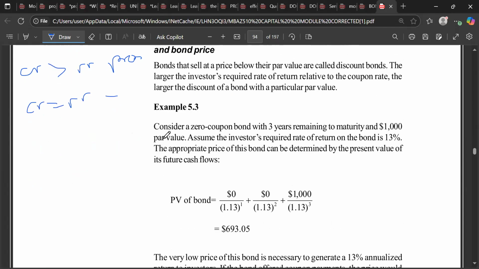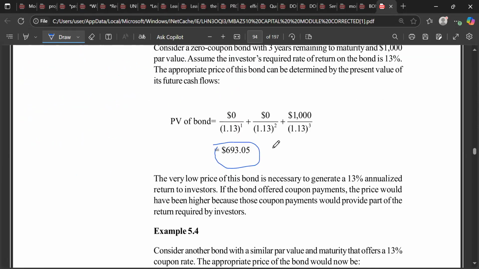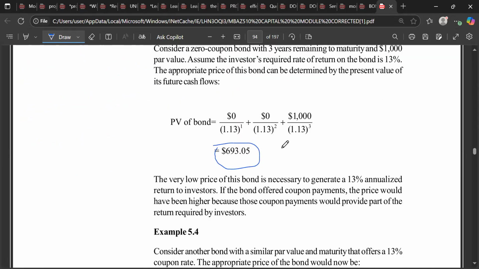Consider a zero coupon bond with 3 years maturity. A zero coupon bond only looks at the par value itself being discounted. That's it. Because there's no coupon payment but there's a required return, you get a value of 693, which is less than the par value, which is what you call a discount bond. It's a very low price for the bond. If this bond had coupon payments, they would bring about a higher amount, but because of the lack of coupon payments, it's 693 only.